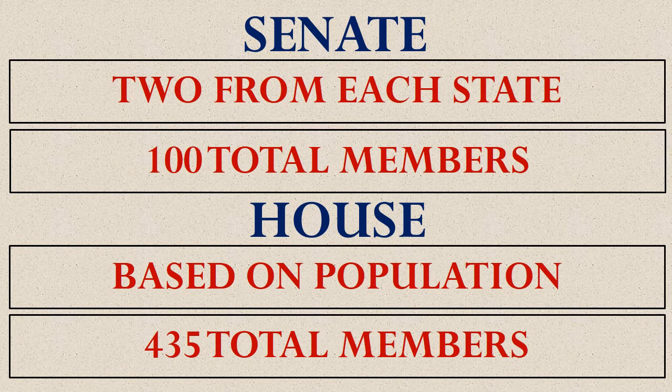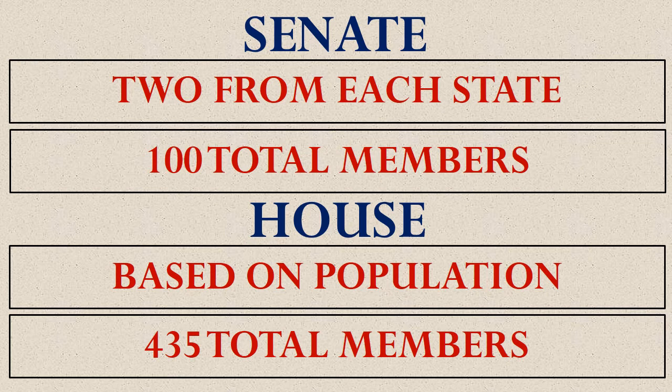So to summarize the difference in composition, the Senate is composed of 100 members, with 2 coming from each state. Because we have 50 states, we end up with 100 senators. If we added another state, we'd have 102. It's just 2 from each state for a total of 100 as the United States is currently constituted.